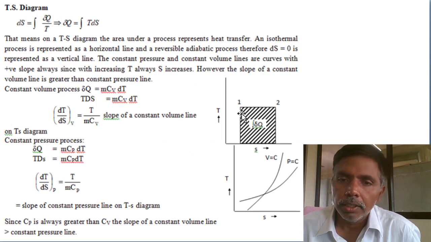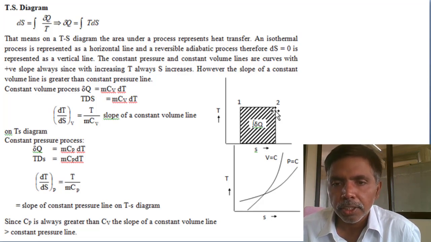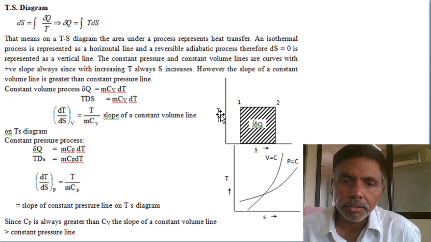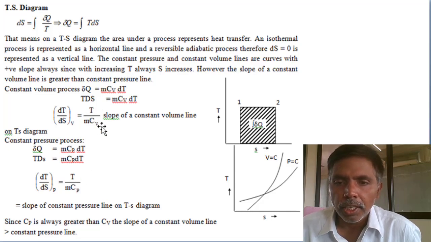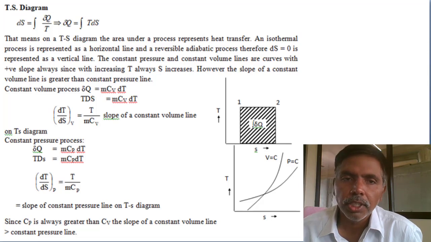In the TS plot, a constant temperature line is represented horizontally. A constant entropy or adiabatic line is represented vertically, since entropy is constant. The area of the TS diagram, T into change in entropy, T ds, equals heat transfer, because ds equals dou Q by T, so dou Q equals T ds. Next, coming to the slope of constant volume and constant pressure lines, dT by ds equals T by mCv for constant volume and T by mCp for constant pressure. Cp is higher than Cv, so the constant volume line has a higher slope compared to constant pressure lines. These are the representations of the graphs in the TS diagram.